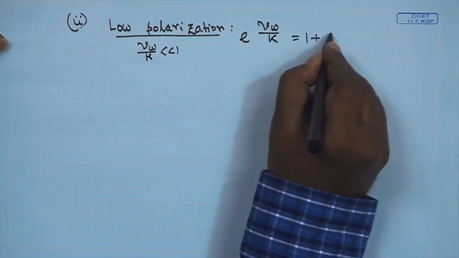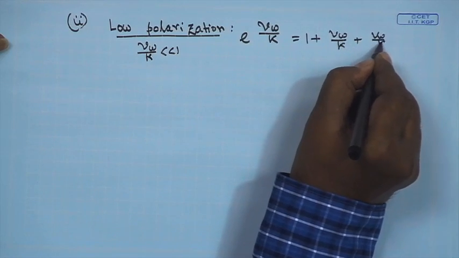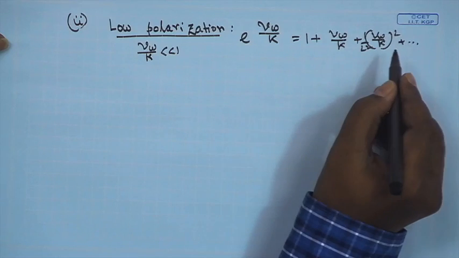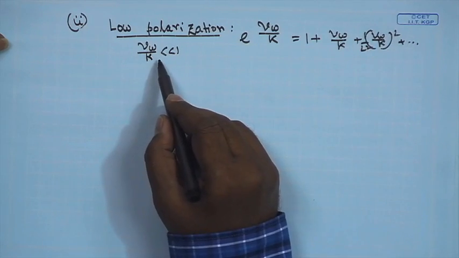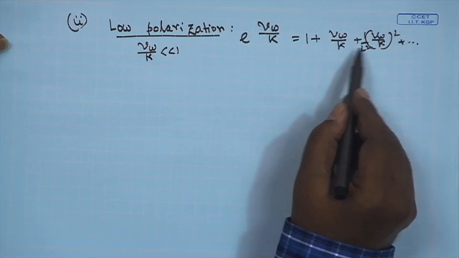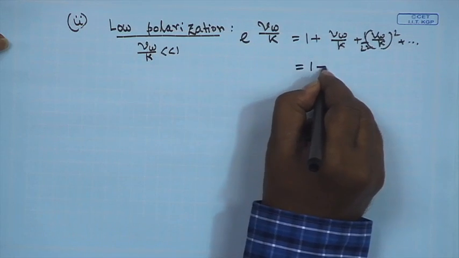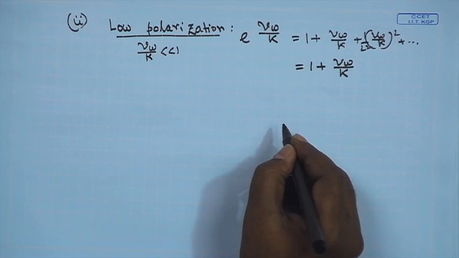of e to the power Vw by k as 1 plus Vw by k plus Vw by k squared times 1 over factorial 2 plus other higher order terms. Since Vw by k itself is much less than 1, the Vw by k square and the higher order terms will be neglected, and this can be approximated as 1 plus Vw by k.